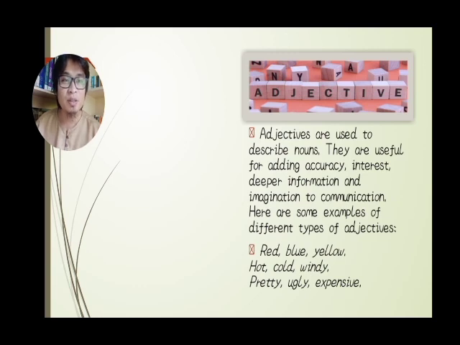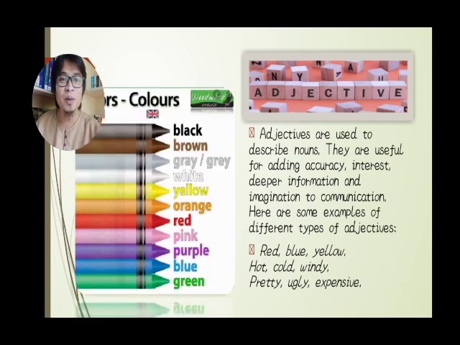Here are some examples of different types of adjectives. Colors are adjectives. Red, blue, yellow, hot, cold is kind of a description of a thing. It's cold, it's hot, pretty, ugly, expensive. So these are adjectives.